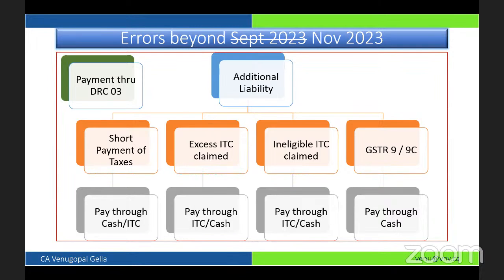But the thing is that when you are paying through GSTR-9/9C, you have to make sure that if it is an output tax liability, it can be paid only through cash. But if it is a credit related adjustment because you have availed ineligible credit or there is an excess claim as compared to your GSTR-2A, then you can use credit. But for discharging output tax, you can't use credit.